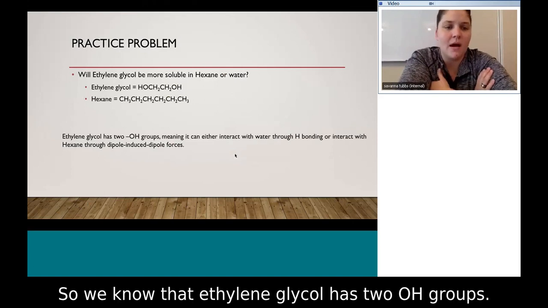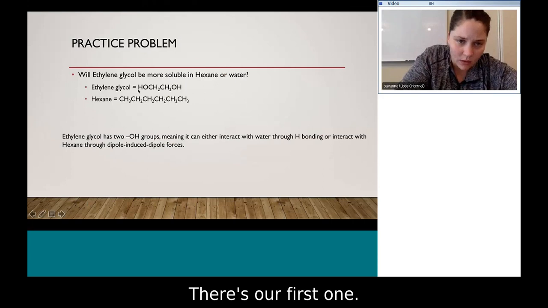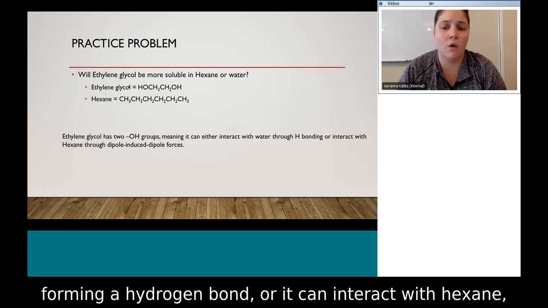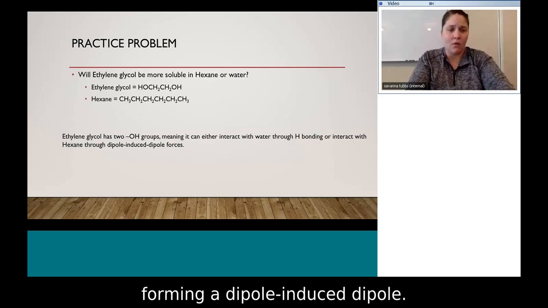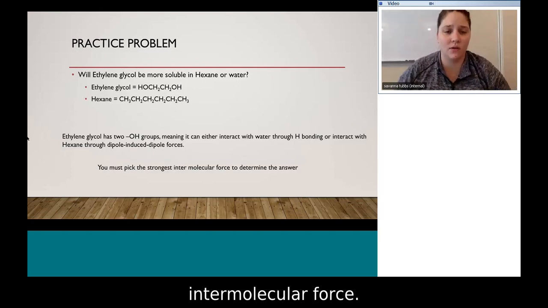So we know that ethylene glycol has two OH groups. We can see them right here. Here's our first one. Here's our second, meaning it can either interact with water, forming a hydrogen bond, or it can interact with hexane, forming a dipole-induced dipole force. So we have to determine which one is our strongest intermolecular force.